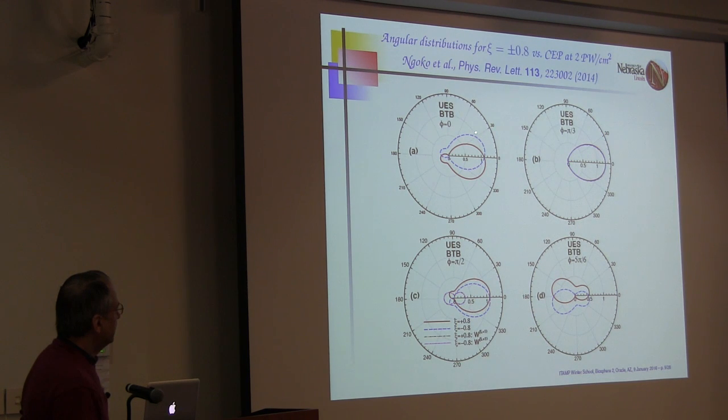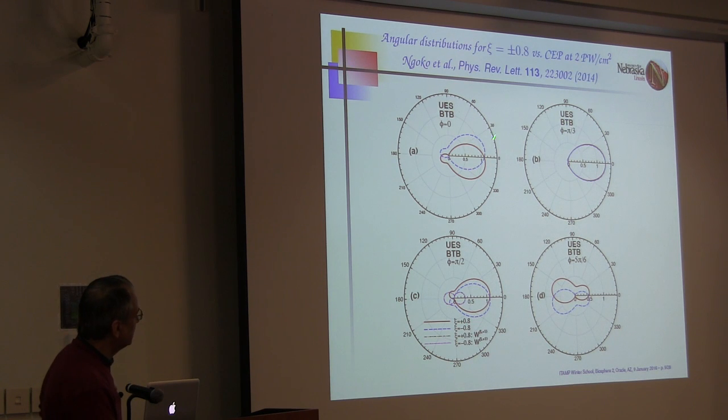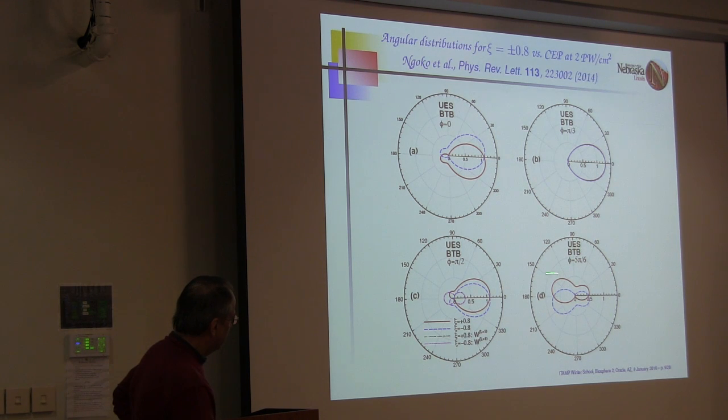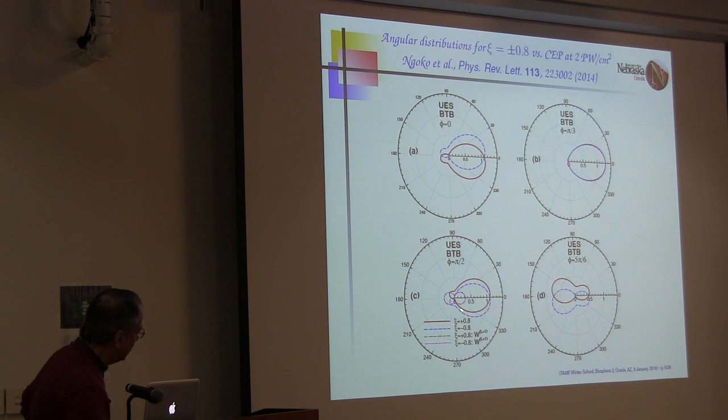Here, the blue dashed line and the solid line, this is for the right polarization, and this is for the left. I'm sorry, it's not circular, it's elliptical, plus minus 0.8. And you can see that there's a difference. And this difference is the dichroic effect. Here, for a carrier envelope phase pi over 3, there's almost no difference. Here, it switches dramatically.